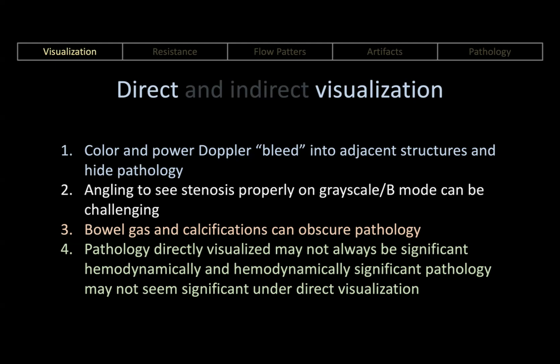You can have tortuosity of the vessels. The bowel gas and calcifications can obscure pathology. And then, importantly, pathology that is directly visualized may not always be hemodynamically significant, and hemodynamically significant pathology can sometimes not seem significant under direct visualization. So it's important to have both direct and indirect visualization of the vessels.